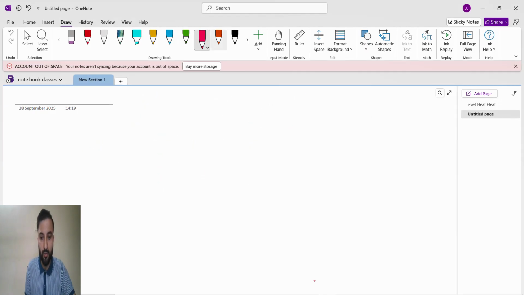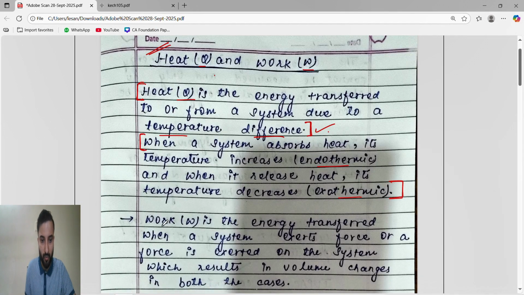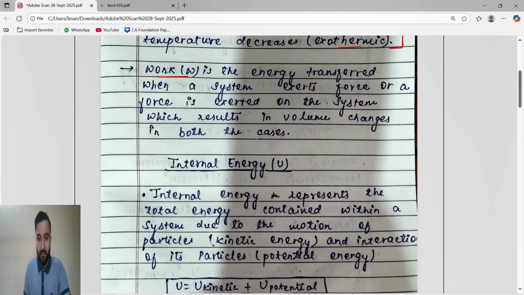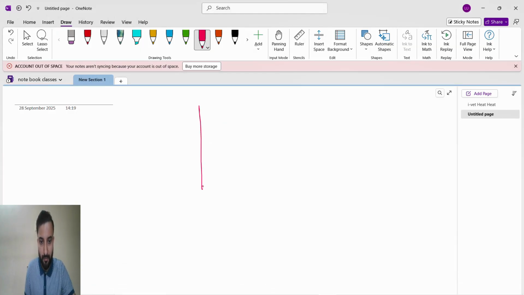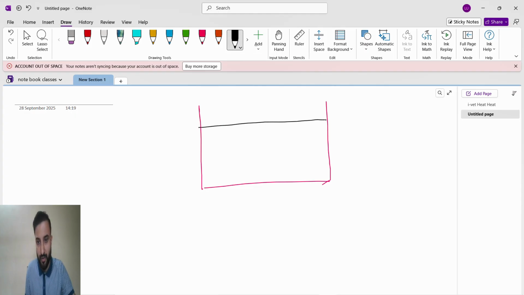Now next is work. Now we will see about the work. So we have to learn about the work. Work, very important thing, we will learn the work by the piston method.